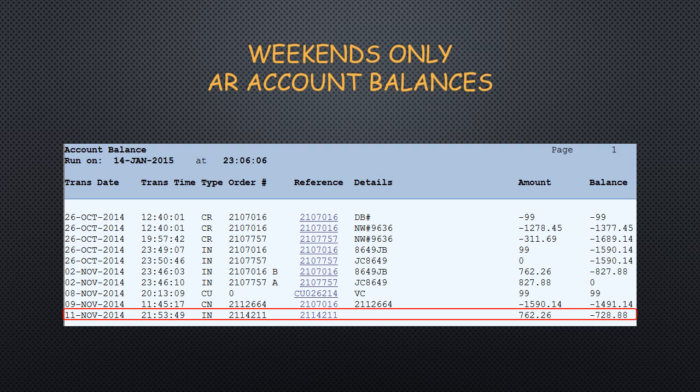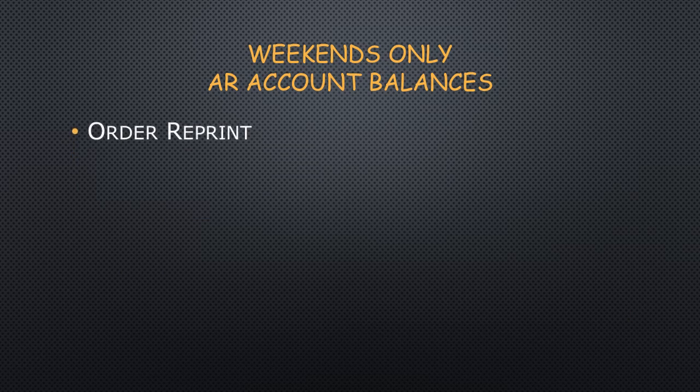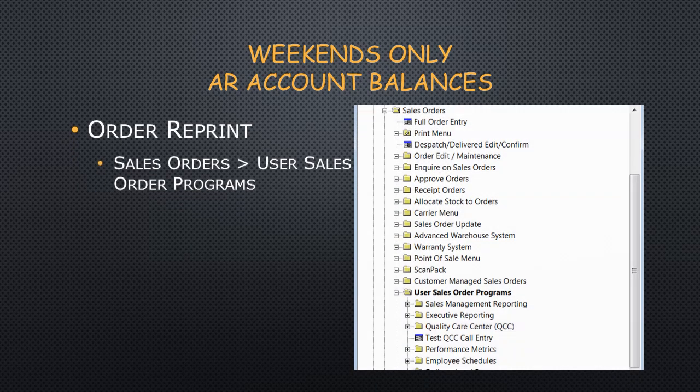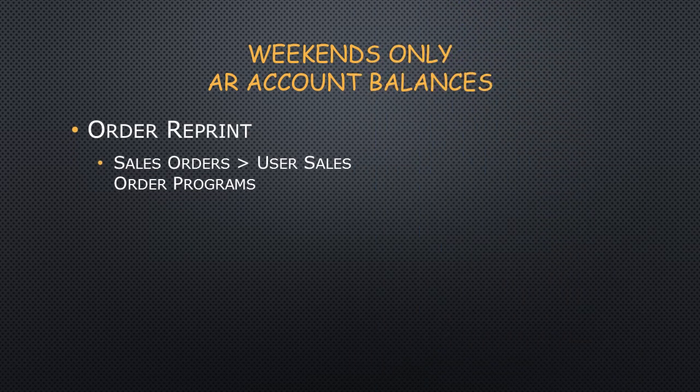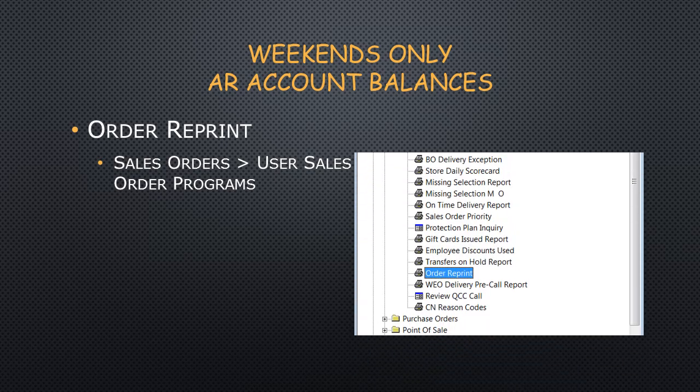Soon after, the customer accepts another invoice for $762.26, leaving the $728.88 that WEO owes this customer in either product or money. The last two transactions appear to be a partial exchange. One way to review multiple orders to better understand why each one was written is to use the Order Reprint report. Order Reprint is located in the Sales Order User Sales Order Programs menu. It may be down towards the bottom, so keep scrolling until you find it.